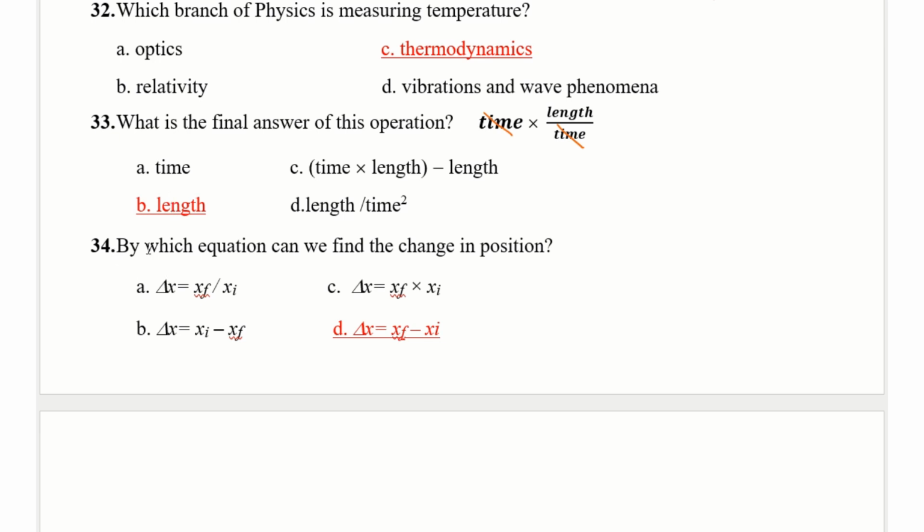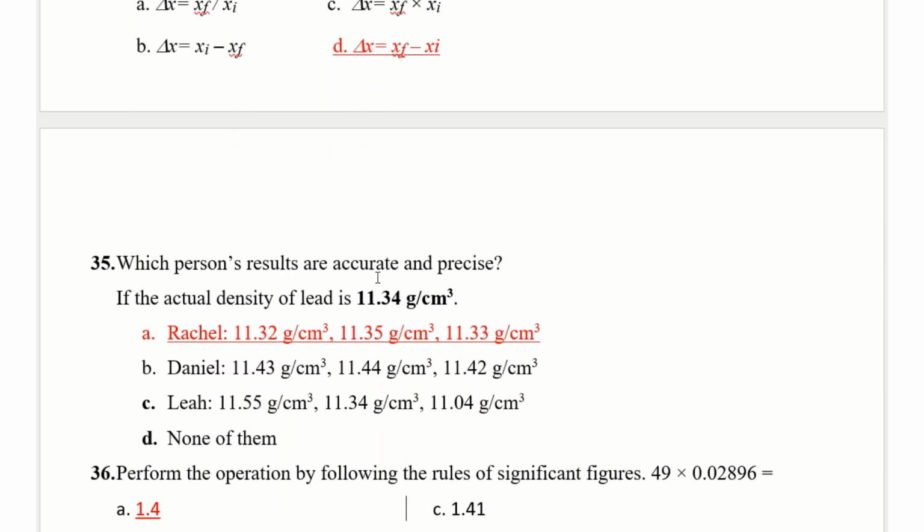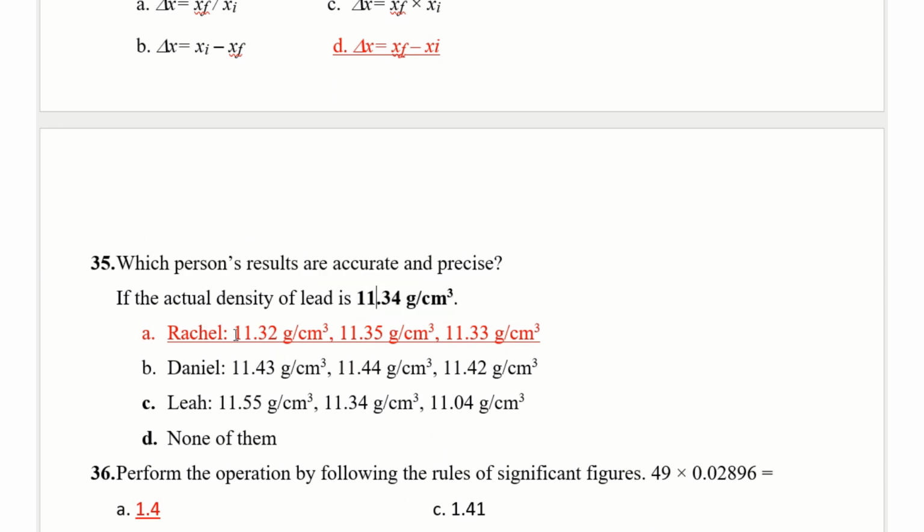Okay. 34. By which equation can we find the change in position? So let's see. Is it x final divided by x initial? No. x initial minus x final? No. x final multiplied by x initial? No. The last one is correct. Delta x equals x final minus x initial. Okay. Which person's results are accurate and precise? It is A, because all the values are close to each other and they are close to the accepted value. So A is accurate and precise.